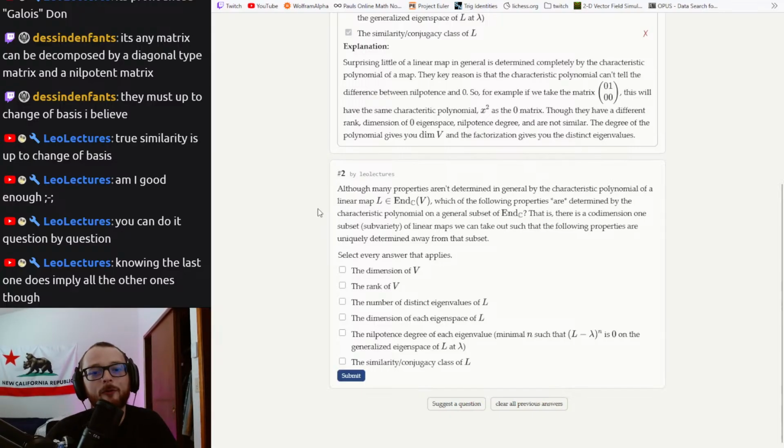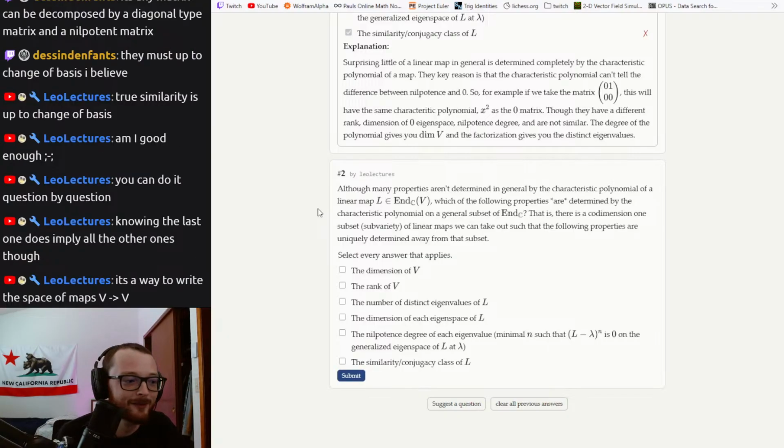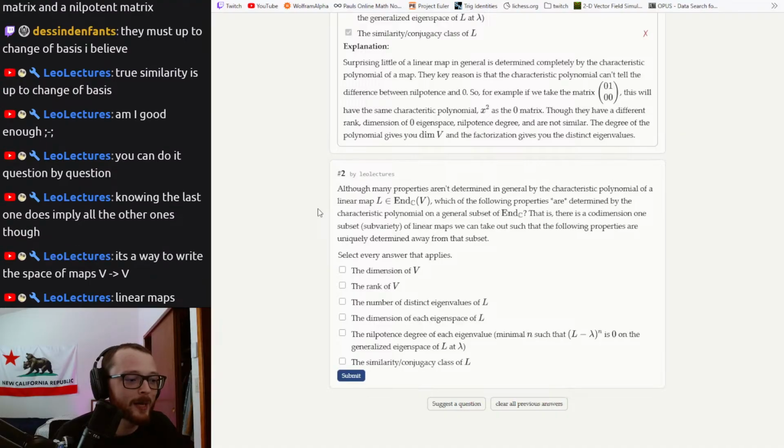Although many properties aren't determined in general by the characteristic polynomial of a linear map in End_C(V)... End. What is End? Is it like an endomorphism or something? Which of the following properties are determined by the characteristic polynomial on a general subset of End_C(V)? The space of maps V to V of linear maps? Okay.